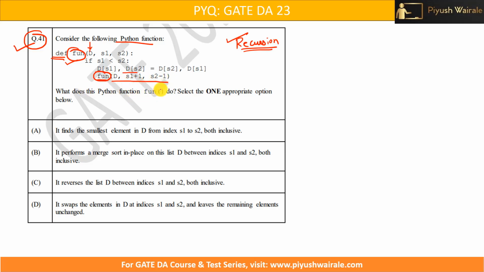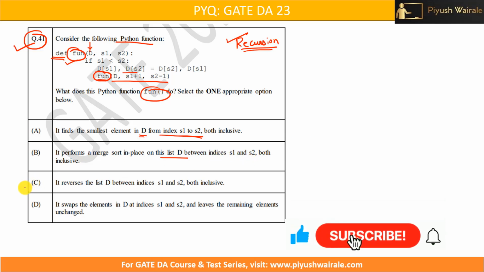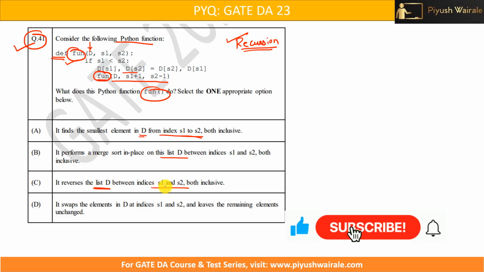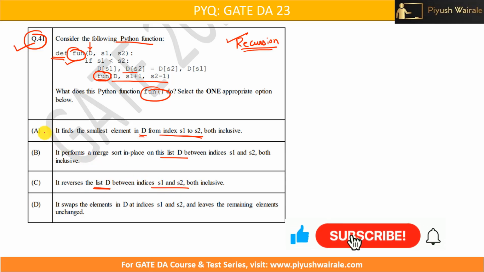Now what does this Python function do? Select one appropriate option below. Now here we don't know what d is, so you can read the options. It finds the smallest element in d from index s1 to s2. It means that d is a list and s1 and s2 are the indices. Same thing from option B also, list d between indices s1 and s2. Same from option C also, we can say that d is basically a list and s1 and s2 are the indices. Now we need to see which of these particular options are true.